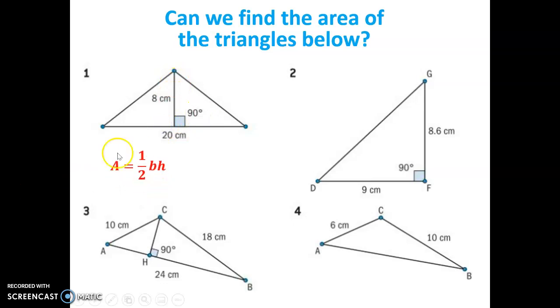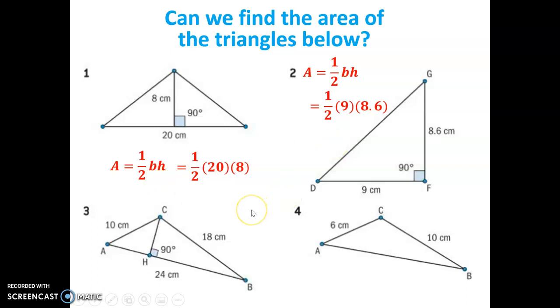I think so. We're going to find the area by doing half times the base times the height. And in this case, we have everything we need. We have the base of 20 and the height of 8. We can find the area. Okay, how about triangle number 2? Yes, I think we have everything we need as well. We have a base of 9, a height of 8.6, half of that. We have the area. So with those triangles, we can proceed with just the basic formula.